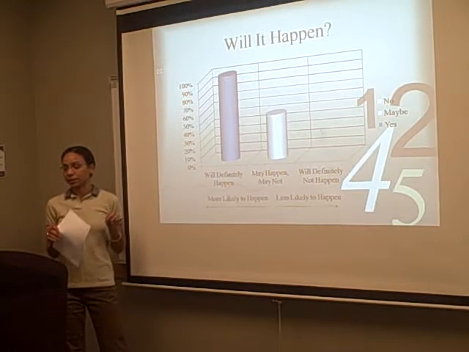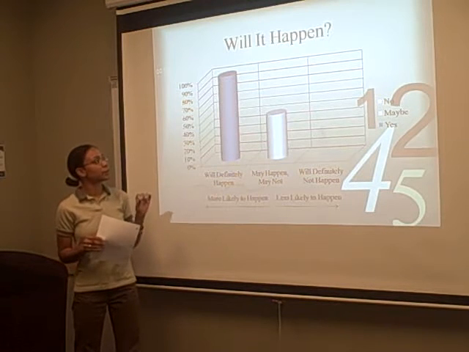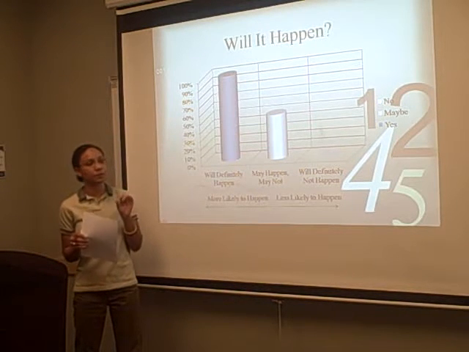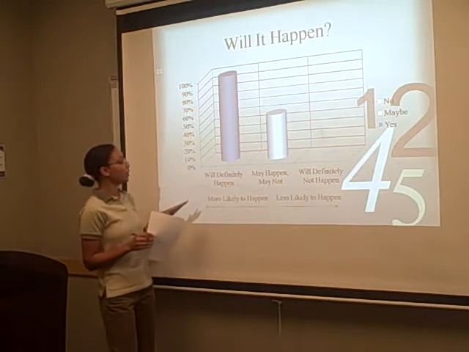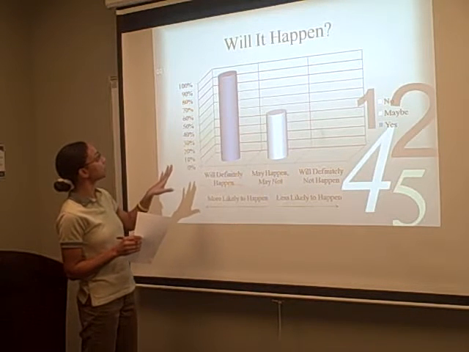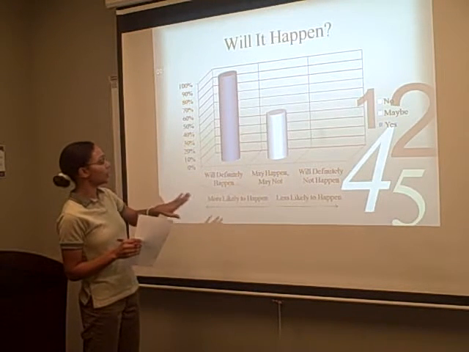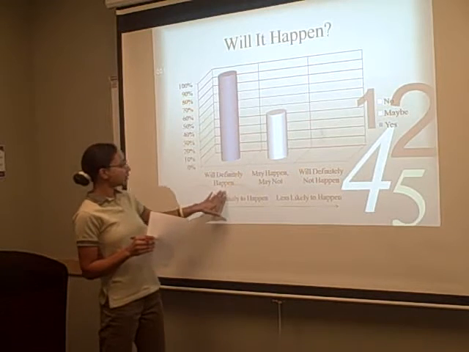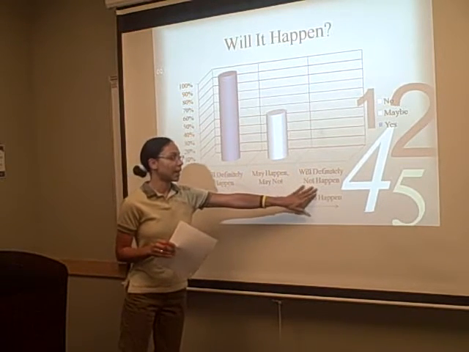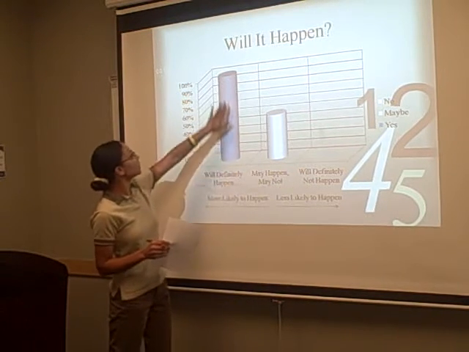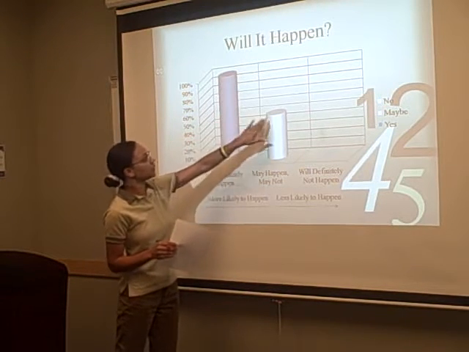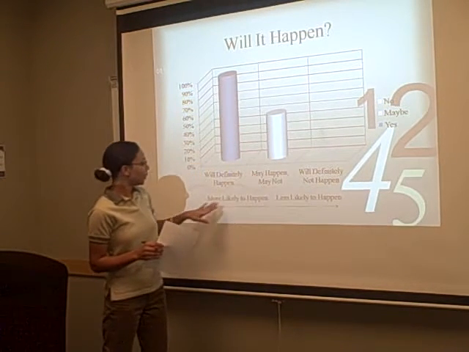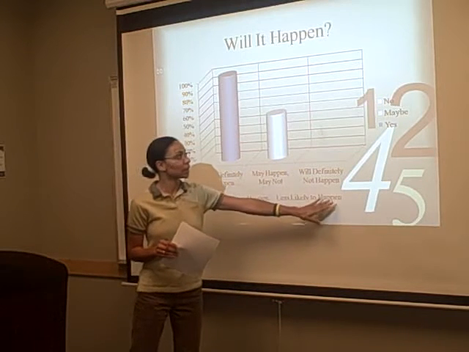I was a little iffy on how to do a visual for this, so if this is confusing, let me know. Basically what I was trying to say is, will it happen? So is it going to happen, maybe happen, or not happen at all? So I'm using the cylinders to represent 100%, 50%, and 0%. More likely to happen, less likely to happen.